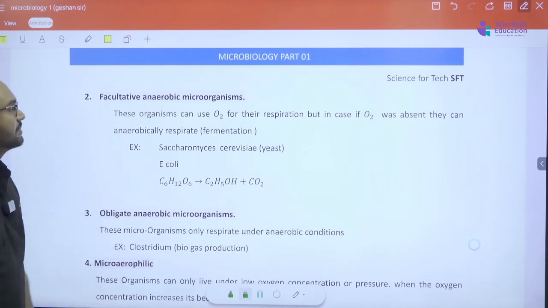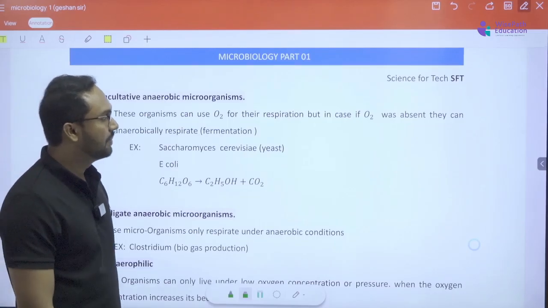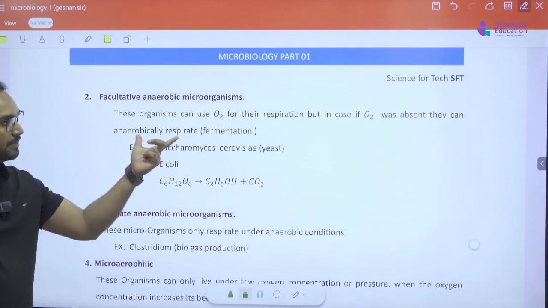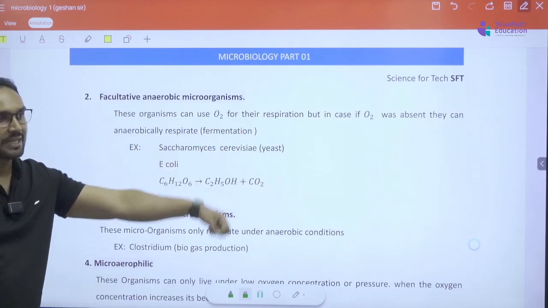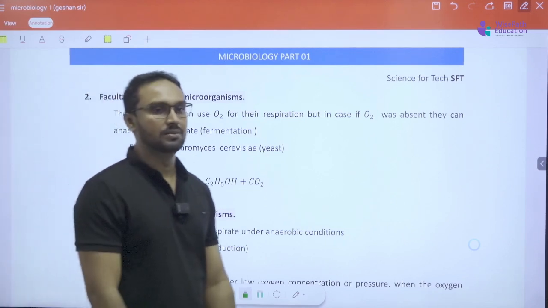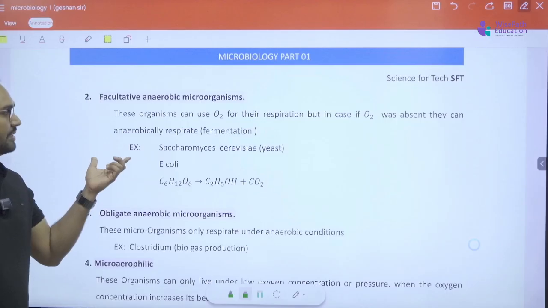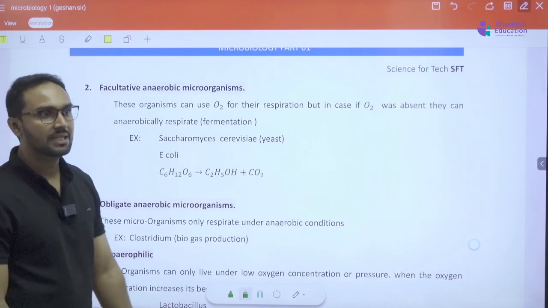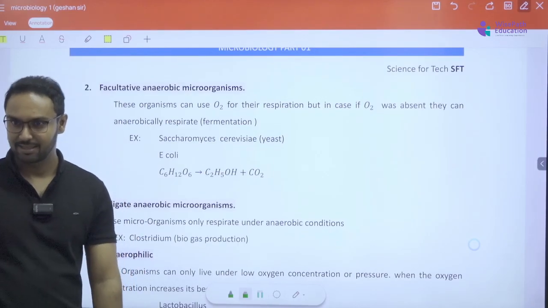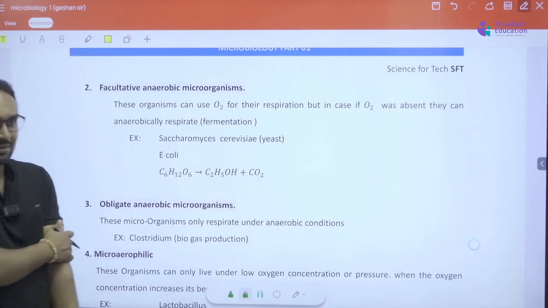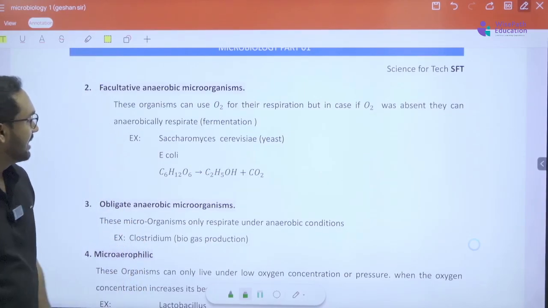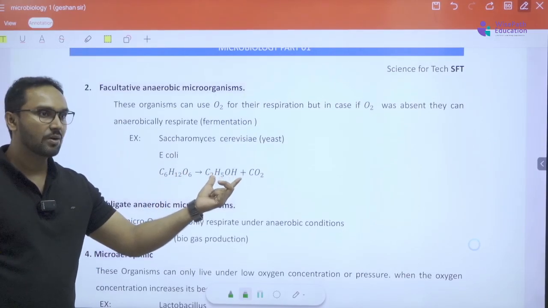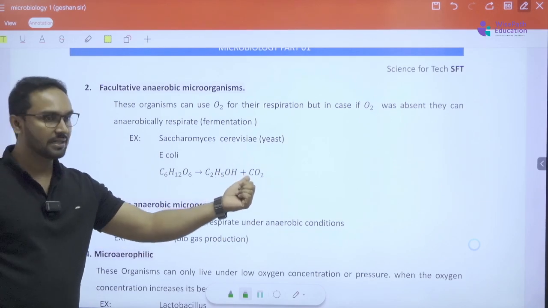Right. So these organisms can use oxygen for their respiration, but if O2 is absent, they can respire anaerobically, right? And their anaerobic respiration is what? You call it fermentation. Fermentation is the production of alcohol, right? So what is the organism responsible for that? Saccharomyces cerevisiae, and that is the yeast, right? Yeast produces the alcohol. And the reaction is this: glucose is converted into C2H5OH, which is ethanol, and the byproduct is carbon dioxide.